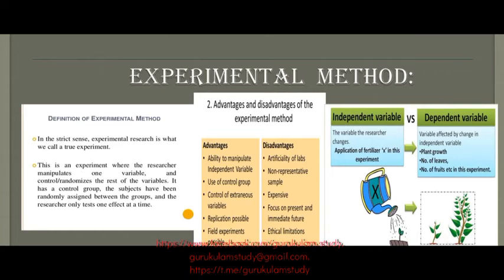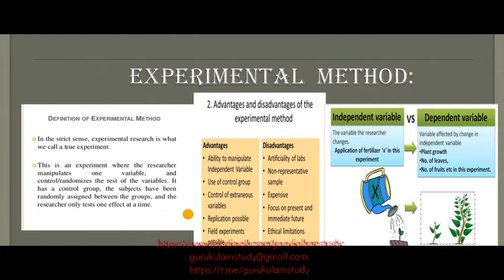Now comes the advantages and disadvantages of experimental method. Advantages: ability to manipulate independent variable. Disadvantages: artificiality of labs, non-representative samples. Then it is expensive, focus on present and immediate future, ethical limitation. Then advantages: use of control group, control of extraneous variables, replication possible, field experiment possible.